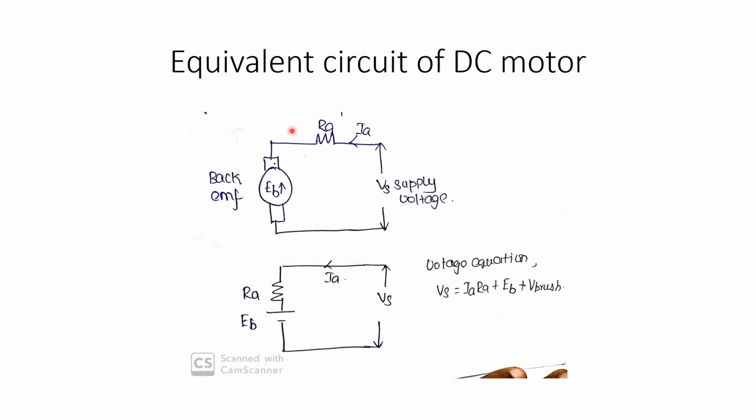But in the generator, it will be coming out of the armature. It is going in towards the armature here, so you have to represent the equivalent circuit of the DC motor like this. Now you can apply KVL to this loop. If you apply KVL, the supply voltage V equals RA into IA plus EB plus V brush. This V brush is because of the resistance across your brush, but it can be negligible.